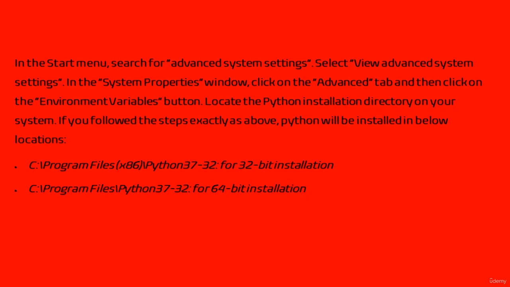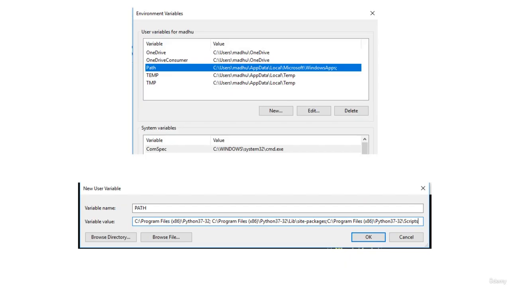And if you follow the steps exactly like I showed you, well, Python's going to be installed in these file paths. Now, the folder name may be a bit different from Python 3.7-3.2 if you installed a different version, but you've got to just look for a folder whose name starts with Python. And then append the following entries to path variable like I'm showing you here up on the screen.